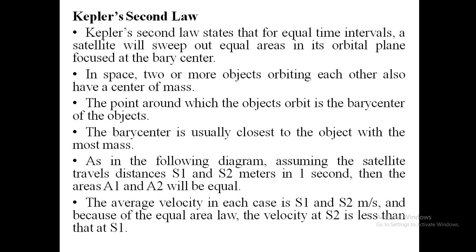The barycenter is usually closest to the object which has higher mass. So, as in the given diagram, assuming that the satellite travels distances S1 and S2 meters in 1 second, the areas A1 and A2 covered will be equal, and the average velocity in each case is S1 by 1, that is S1 meter per second and S2 meter per second, and because of the equal area law, the velocity at S2 is lesser than that at S1.